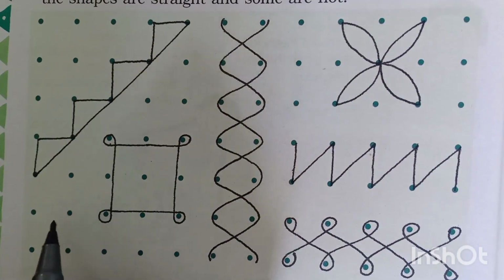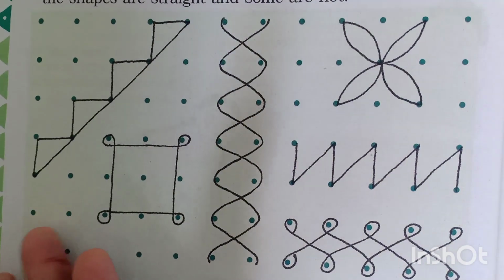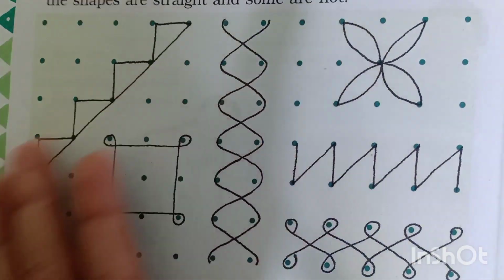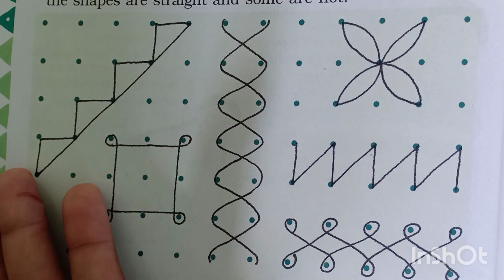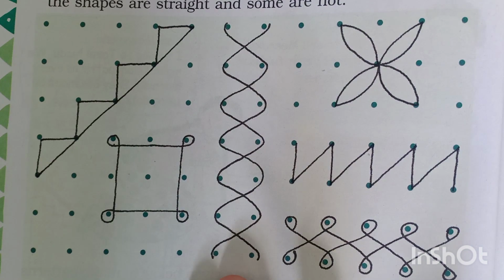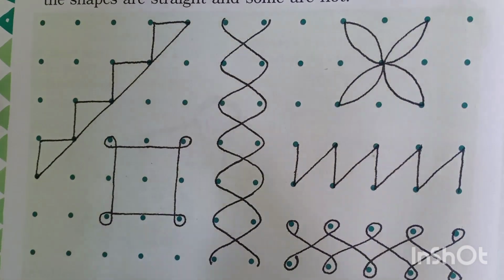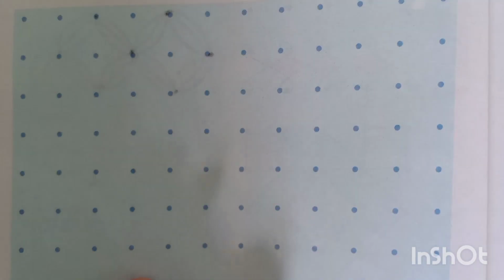Now, look at this picture. You can see that. Look at these shapes. You can see, some lines are straight and some lines are not. Okay, now these shapes you have to copy here.